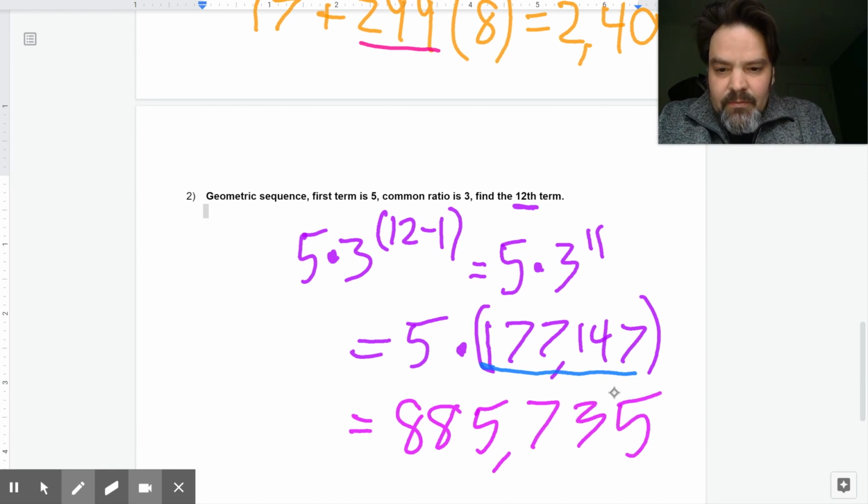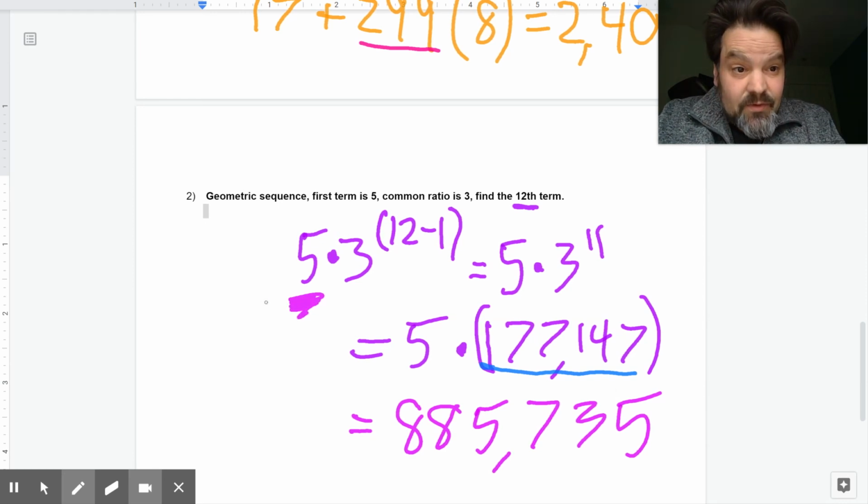So again, I took my starting number and I multiplied it by 3 a bunch of times. How many times do I multiply it by 3? Or in other words, what's the exponent? It's going to be the number of the term I'm looking for minus 1. And that's how you do it. Hopefully this helps. Thank you.